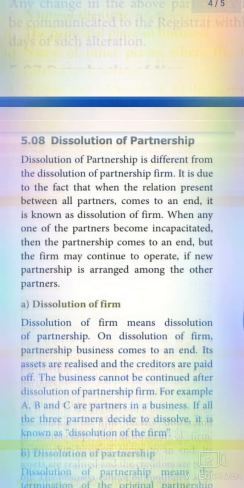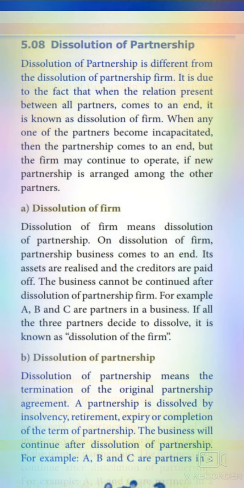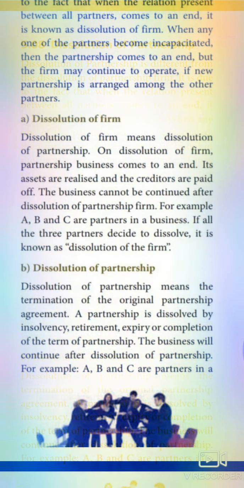Now let us see the dissolution of partnership. Actually, dissolution of partnership is entirely different from the dissolution of partnership firm. If any relations between the partners come to an end, that is known as dissolution. This can be divided into two categories. Let us see the first one, dissolution of firm. Dissolution of firm means dissolution of partnership; in case of dissolution of firm, the partnership comes to an end.